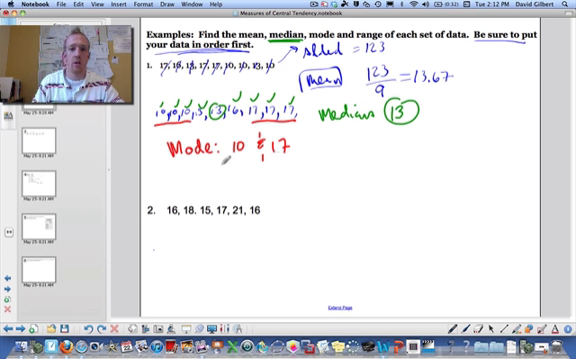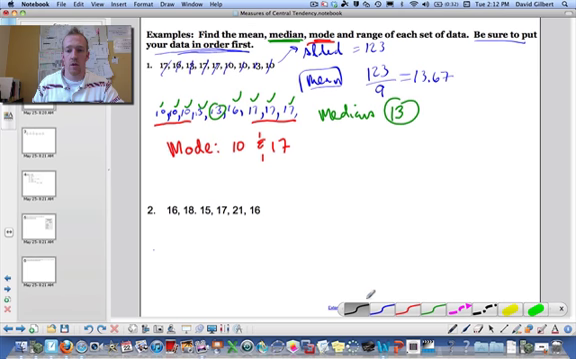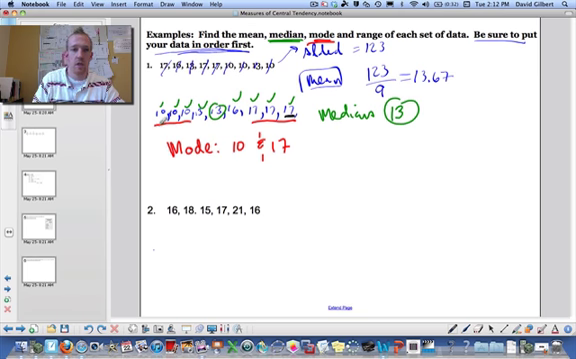And the range is equal to the largest minus the smallest. Our largest is 17, our smallest is 10. So the range is 17 minus 10, which is 7. So our numbers span from 10 to 17, that's a span of 7.